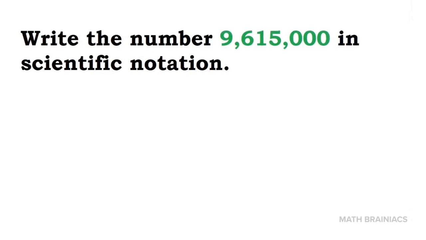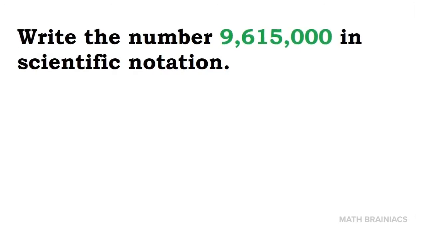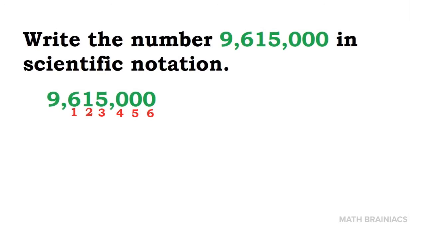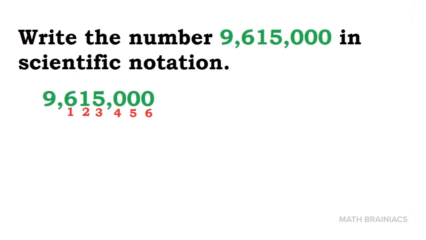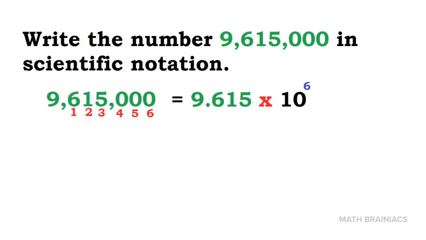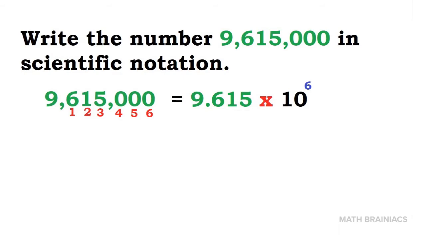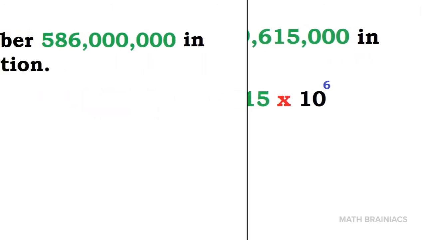What about if we are going to work the other way around? We're going to write the number 9,615,000 in scientific notation. After the biggest digit, which is 9 million, we still have 6 numbers more. Thereby, we are going to write the decimal point after the 9. And after it, we have 6 numbers more. So, our exponent is 6. Accordingly, our answer is 9.615 times 10 to the power of 6.